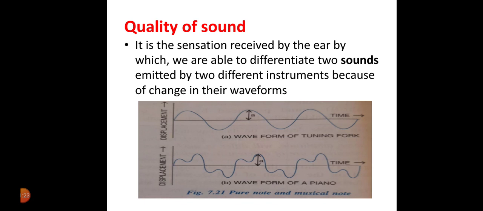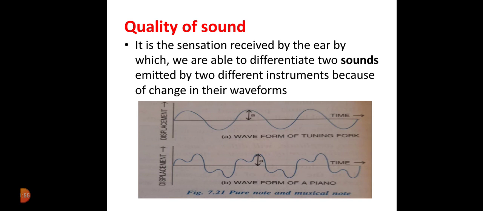The next one is quality of sound. It is also called as timbre. It is the sensation received by ear by which we are able to differentiate two sounds emitted by two different instruments because of change in their waveforms. This is called as quality of sound. Means what here? There are two instruments producing two different sounds.